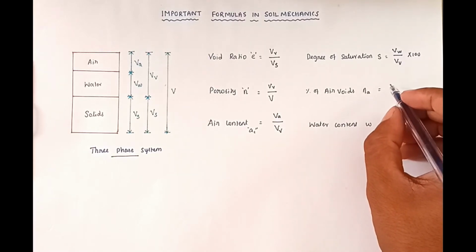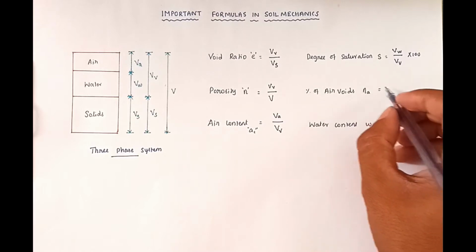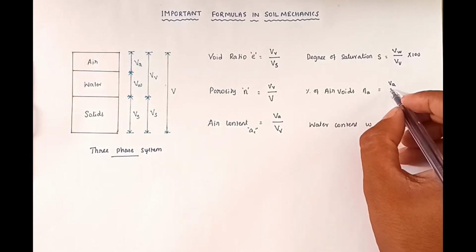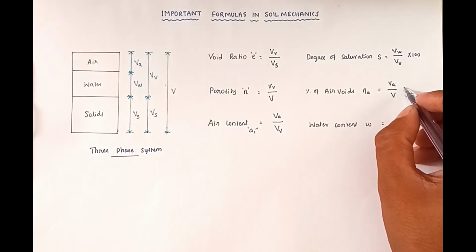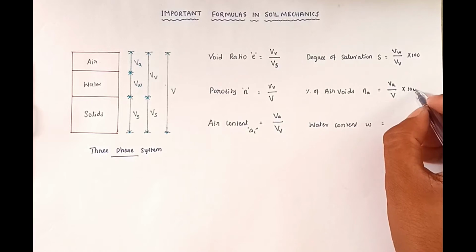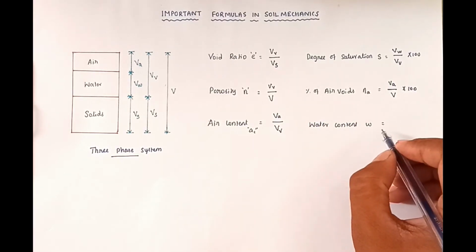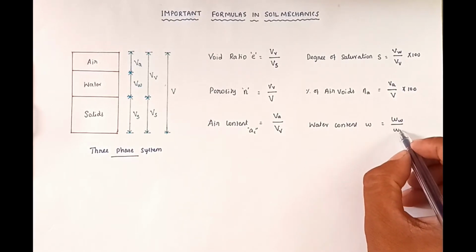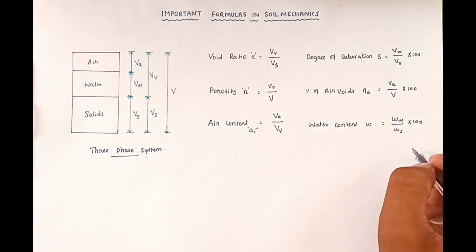Then percentage of air voids. How much percentage of air voids is in the total volume? It is the volume of air divided by total volume of soil sample into 100. So this is the percentage of air voids. Then water content is a weight relationship. The weight of water present in the weight of solids into 100, this is called water content. So the percentage of water content.